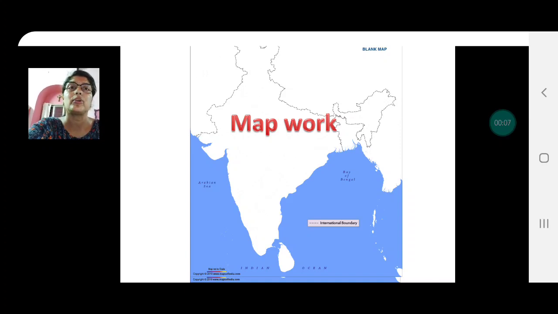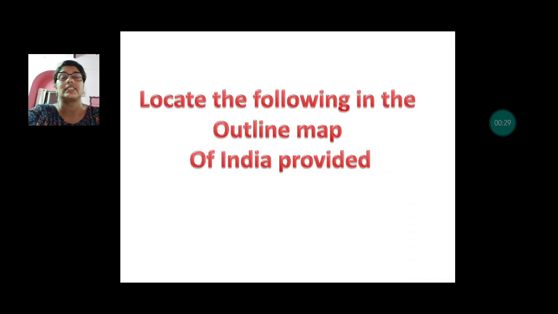Map work is an important skill for a student of geography, and in 10th standard we have two maps, map of India and map of Brazil. So I'll be dealing with map of India in this video, and in the next video I will take map of Brazil. So far I'll be taking some of the things that we have studied up till chapter 3. Okay, so let's get started with the map.